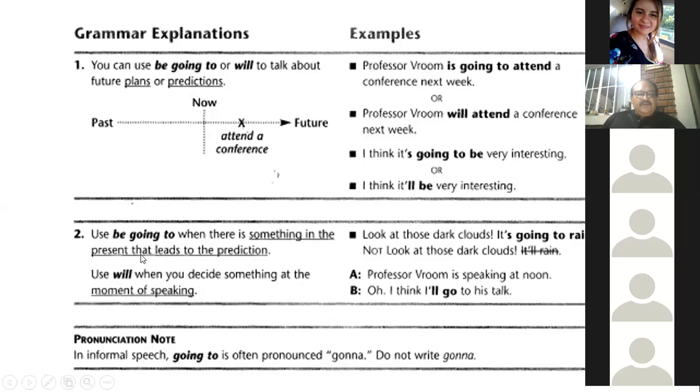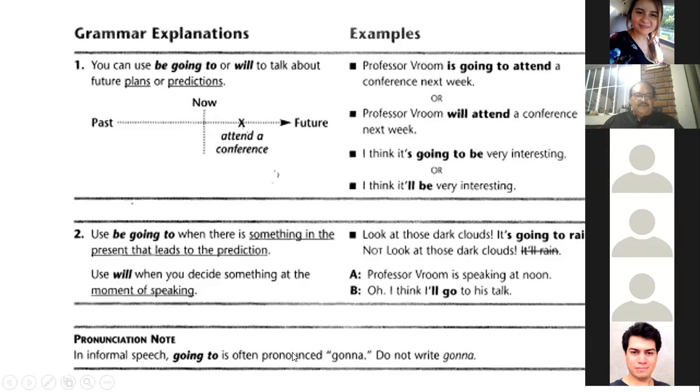Good. Ligia, can you read the second one? Use be going to when there is something in the present that leads to the prediction. Use will when you decide something at the moment of speaking. Look at those dark clouds. It's going to rain. Not: look at those dark clouds, it rained. Okay. Incorrect. Professor Broom is speaking at noon. Oh, I think I'll go to his talk. Okay, good. If you see here, this is using future too.